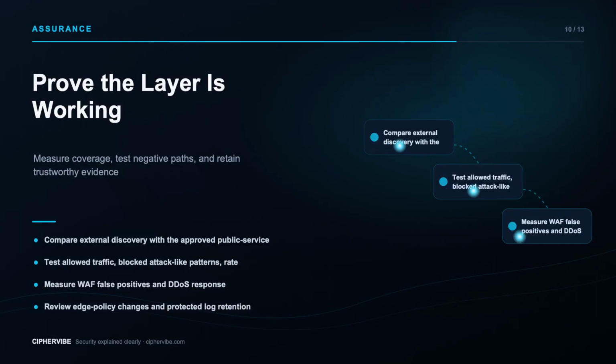A configuration screen is not assurance. Collect evidence that the intended control applies to the correct scope and that violations become visible. First, compare external discovery with the approved public service inventory. Second, test allowed traffic, blocked attack-like patterns, rate limits, and origin bypass denial. Third, measure WAF false positives and DDoS response readiness. Fourth, review edge policy changes and protected log retention.